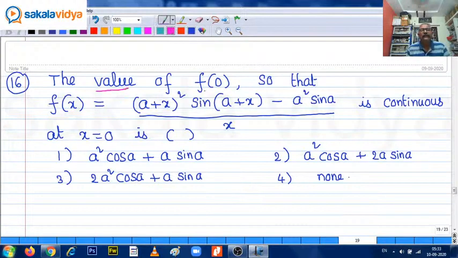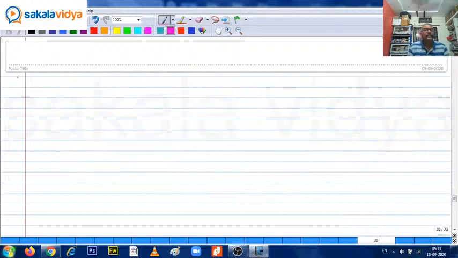The value of f of 0 so that f of x equals a plus x whole square sine of a plus x minus a square sin a upon x is continuous at x equals 0. That means if f of x is continuous at x equals 0, then the value of f of 0 we need to evaluate. This is also a very important question. 16th solution.